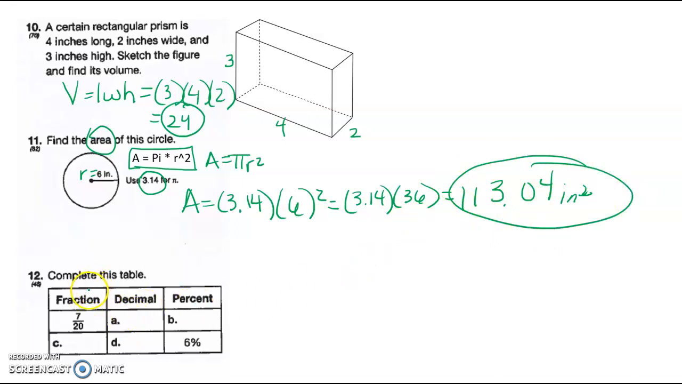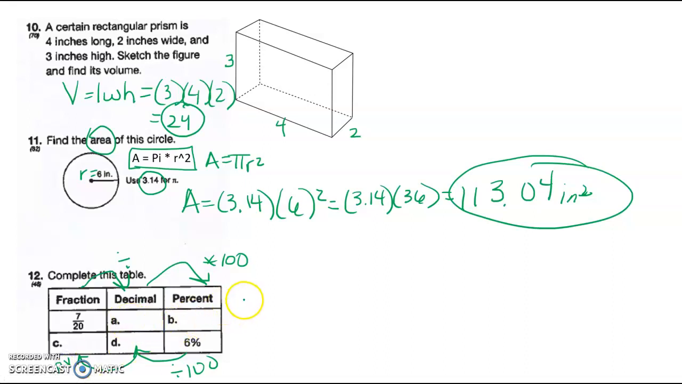Okay, so we have this fraction decimal percent table. In the back of your spiral, you should have something that tells you how to go from one column to the next. So fraction to decimal, you divide. Decimal to percent, you multiply by 100. Percent to decimal, you divide by 100. And then from decimal to fraction, it's place value.